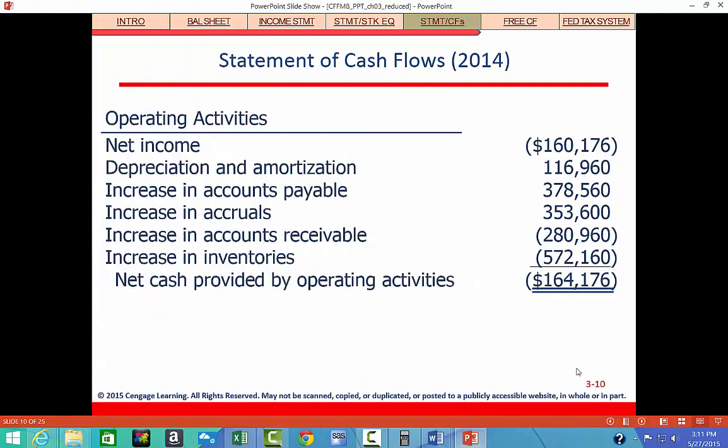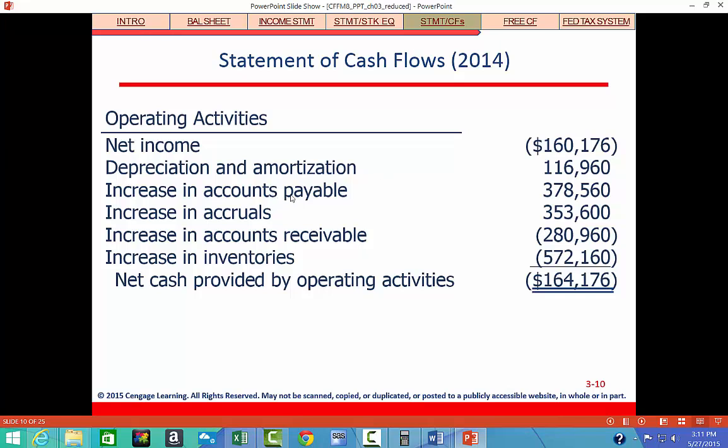The statement of cash flows, remember I said that that was divided into several parts. There's operating activities, and so you start with net income and you add depreciation and increases in accounts payable, accruals, and since accounts receivable increase, that's a negative cash flow because they're not receiving that cash. And an increase in inventory is considered a negative effect on operating activities because they didn't sell this inventory. So it's like sources of cash and uses of cash.